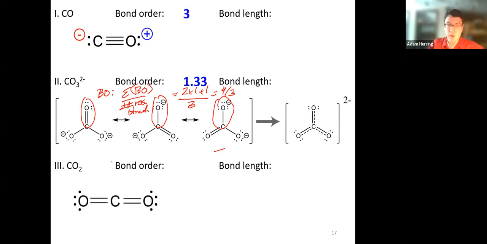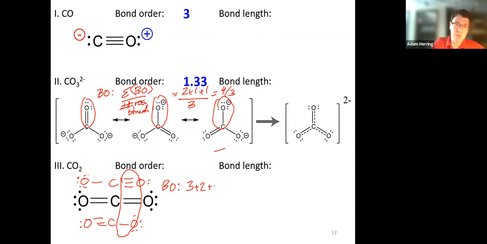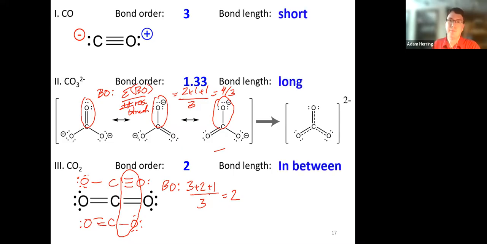Carbon dioxide, you could actually draw it with a triple bond and a single bond, but then you have its opposite with a single bond and a triple bond. Either way, what we can see is that if we average the bond order, that's 3 plus 2 plus 1 over 3, which is 2. Then when we look at the bond lengths, we know that the higher the bond order, the shorter the bond. And so we can rank them as follows.